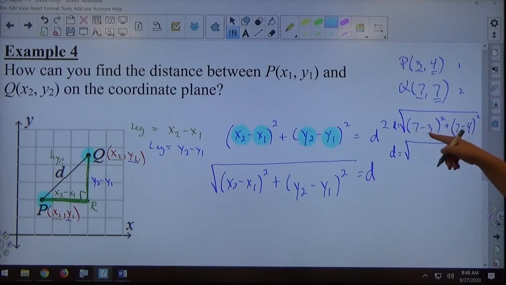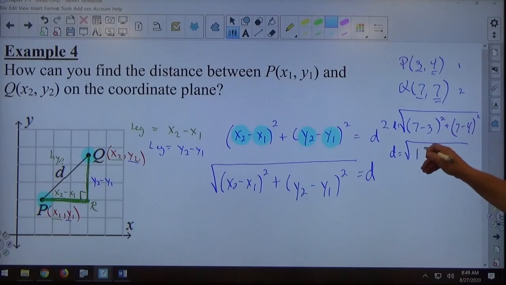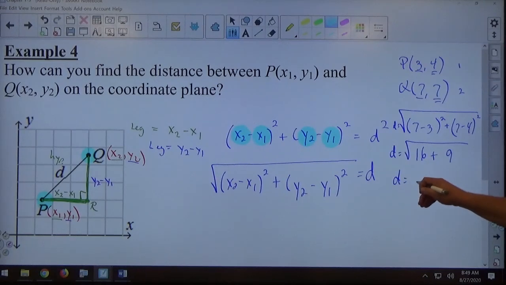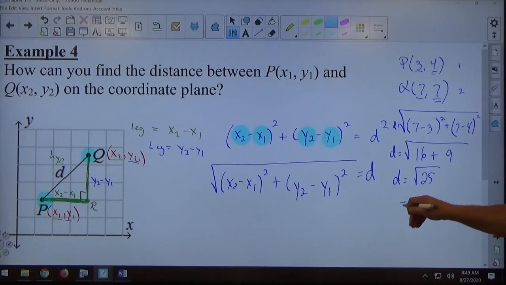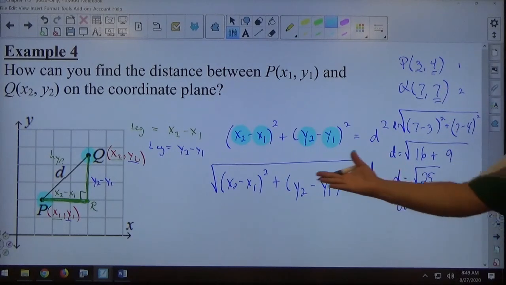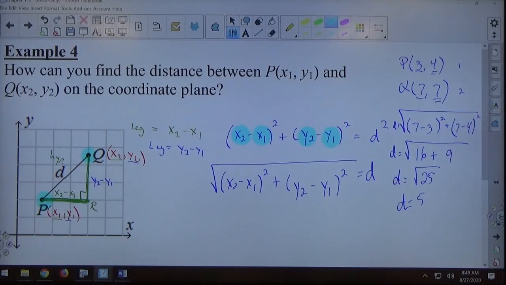7 minus 3 is 4, right? 4 squared is 16. 7 minus 4 is 3, 3 squared is 9. 16 plus 9 is 25, square root of 25 is 5. So these 2 points are 5 spaces apart. So again, we create a formula to be able to use that formula in a specific situation.